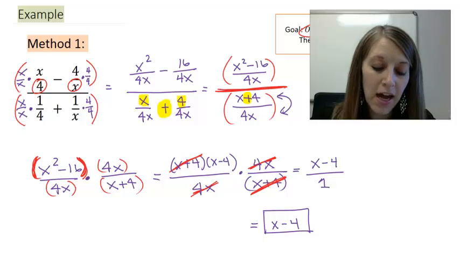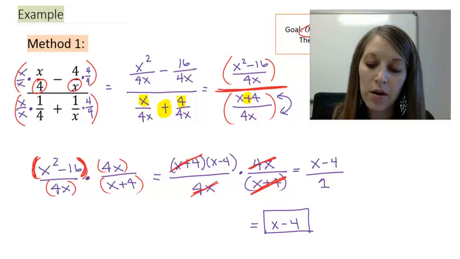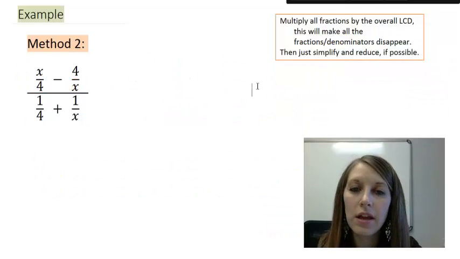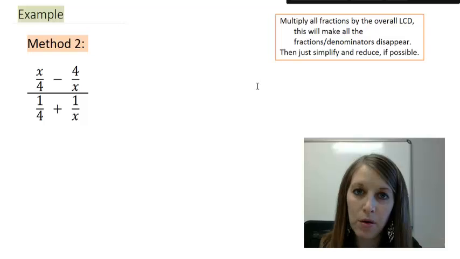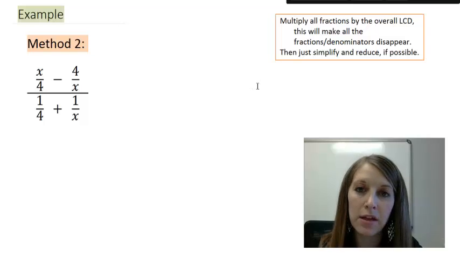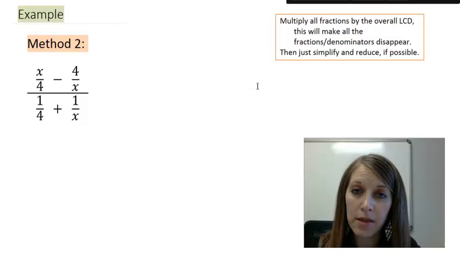So we have simplified this complex fraction by using method 1, where I just get one fraction in the numerator and one fraction in the denominator, and then flip and multiply. Now let's look at this exact same example, which should give us the exact same answer that we did the first time, but we're going to do it using method 2, my magic trick method.